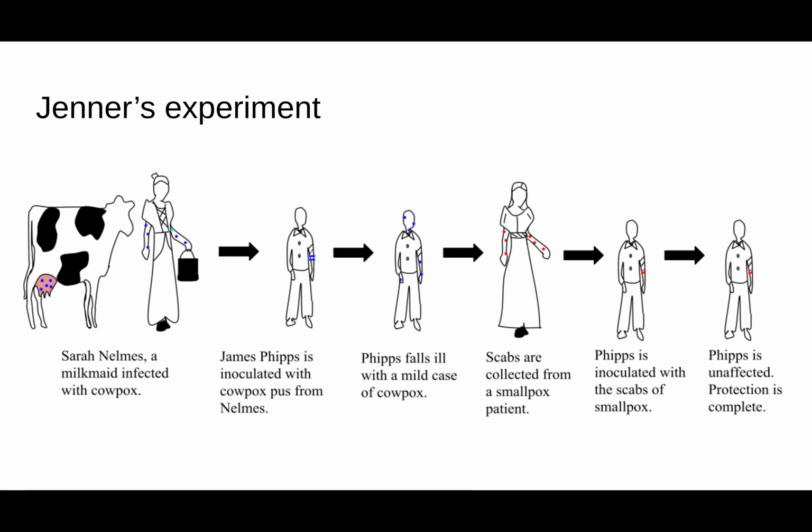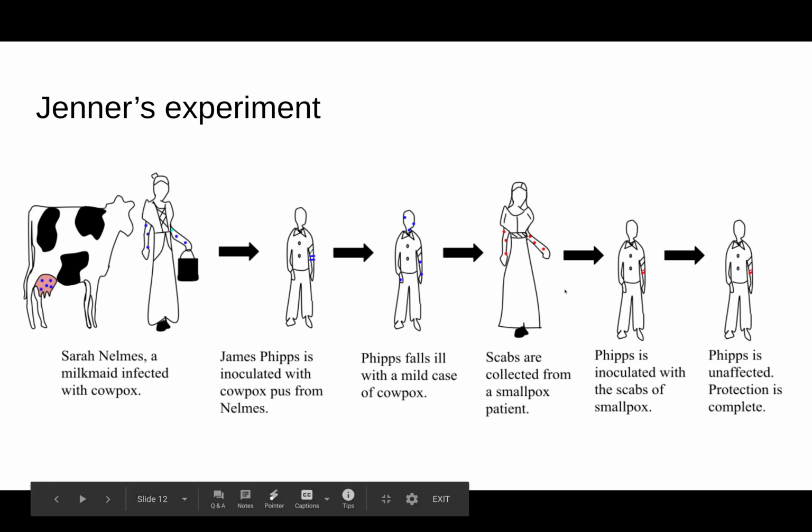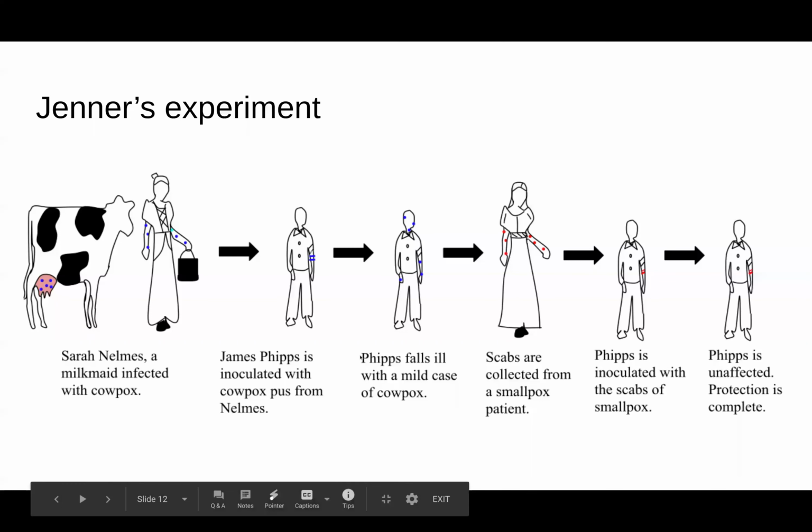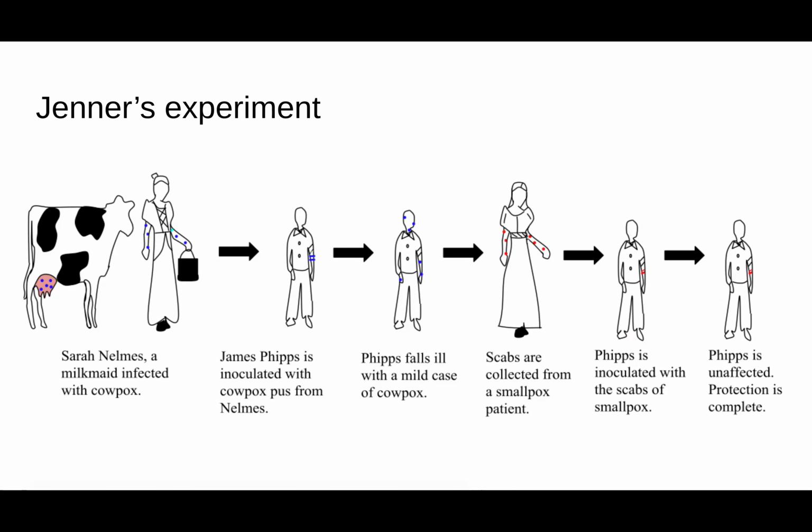Infects a child with cowpox. Now he takes a woman that has smallpox, collects her pustules and inoculates the young boy. And remember, this young boy was infected with cowpox. Interestingly enough, this boy never develops any symptoms of smallpox, all because he was protected by cowpox. So what the heck is happening here? He got cowpox, he now can't get smallpox.